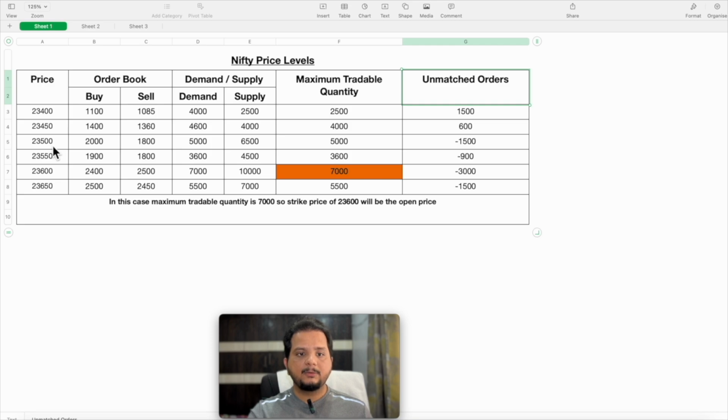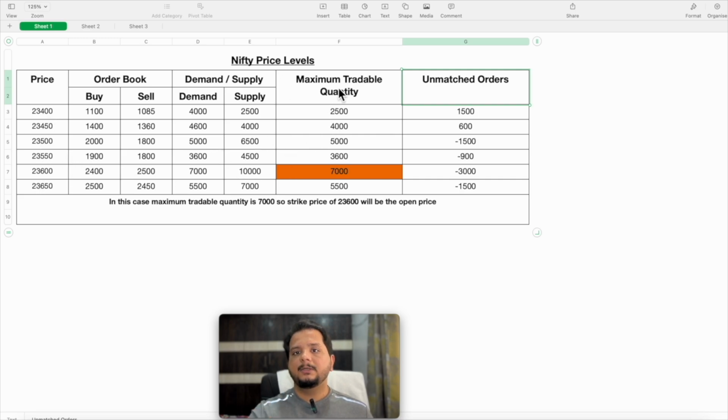In turn, the same thing at 23,500, what happens here? 2000 is the buy orders and 1800 sell orders, and demand is 5000 and 6500 is the supply. It means supply is more and demand is less. You have 6500 units to be sold, but there is only demand of 5000 in the market. So you can supply 5000 to the market and it gets executed, and 1500 will remain with the seller. That will be a minus 1500 unmatched order. The same way is followed for all the strike prices.